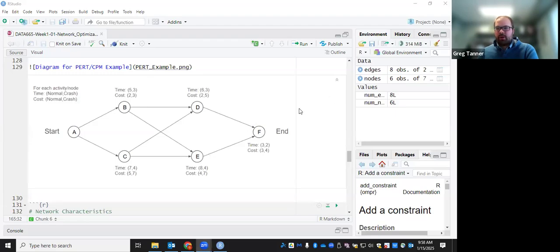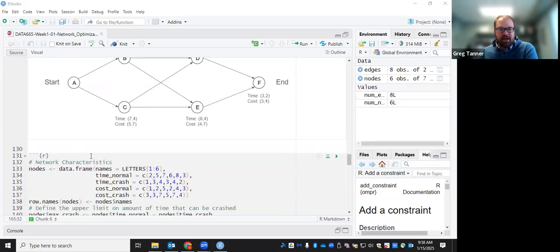Okay, so now we're in R and we're ready to implement this example of PERT CPM. And here's that same diagram for our activities and each of their precedents, their time, both normal and crash time, and their cost, normal and crash. Let's go ahead and record this information into some data structures in R.